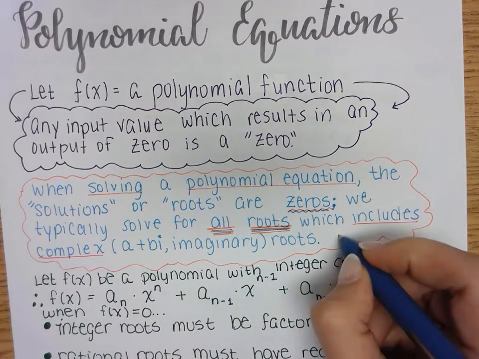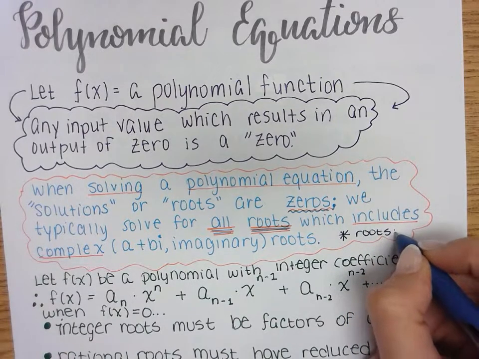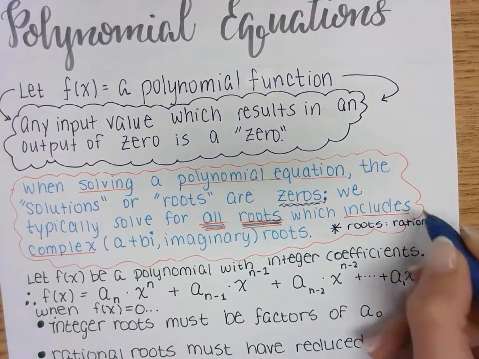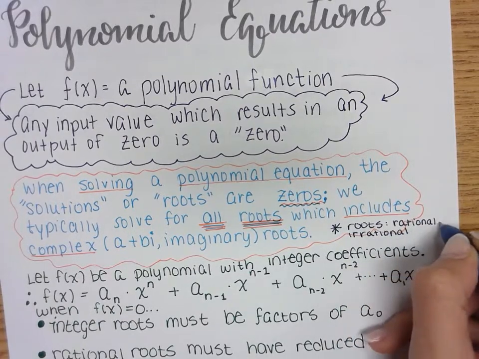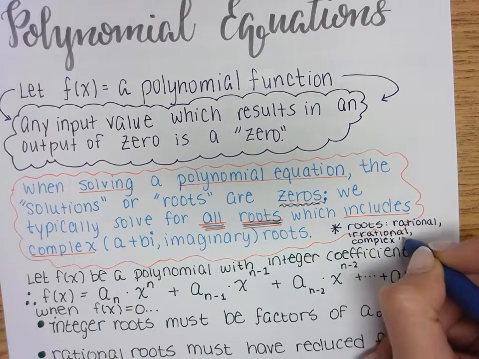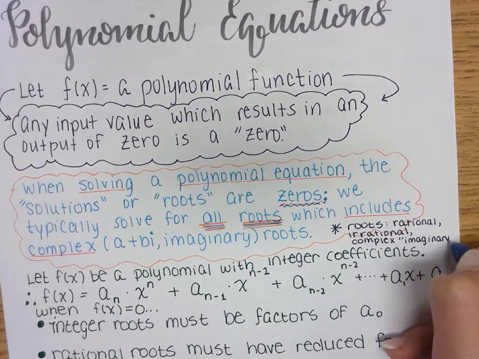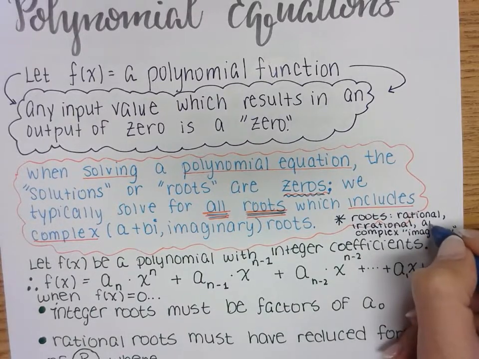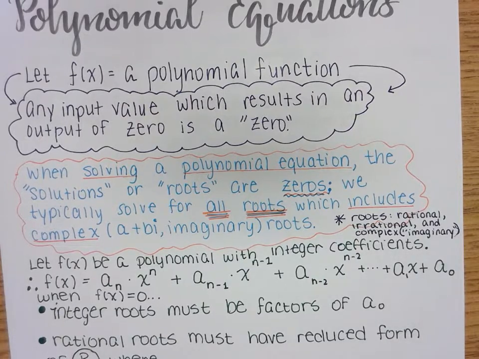So again, putting a little bit of a note here, when we're solving for roots, we're going to have our rational roots, we're going to have irrational, and we're going to have complex, which for a nickname, because it starts with an i, it might help you remember, we're going to have our imaginary. So our roots can be rational, irrational, and complex, also known as, for right now, imaginary.